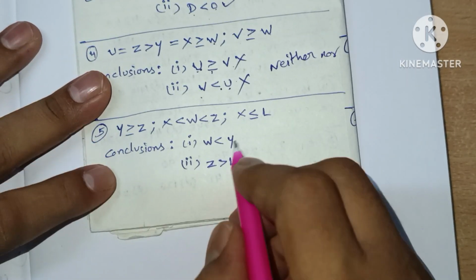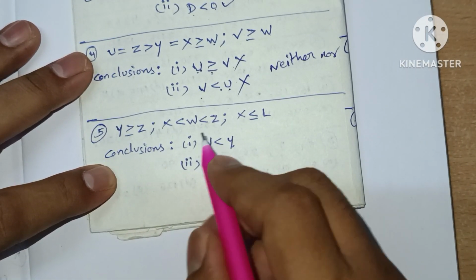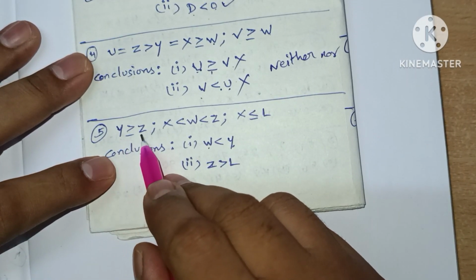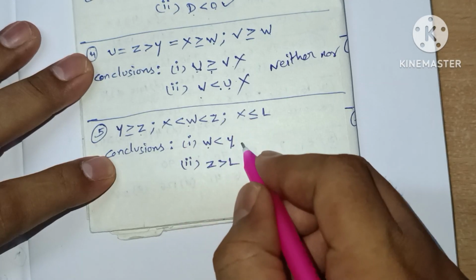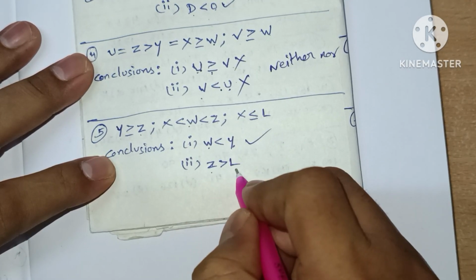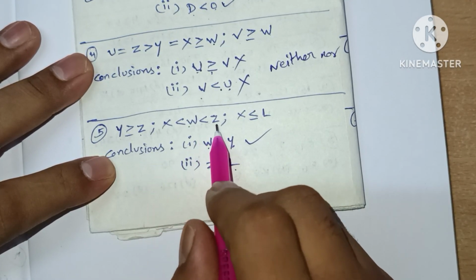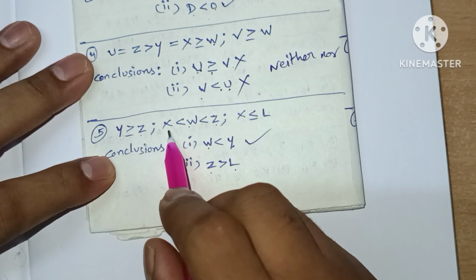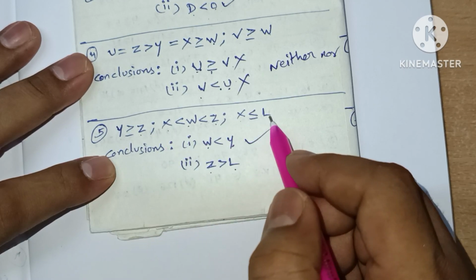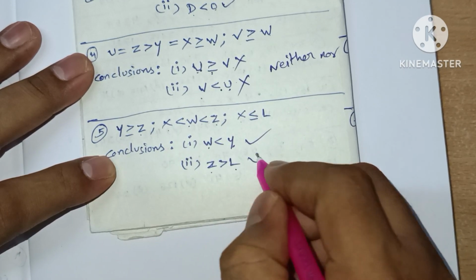Next one, Y to W, from Y we can reach to Z, from Z we can reach to W, as it is true. Z to L, from Z we can reach to X, from X we cannot able to go to L, so this case fails.